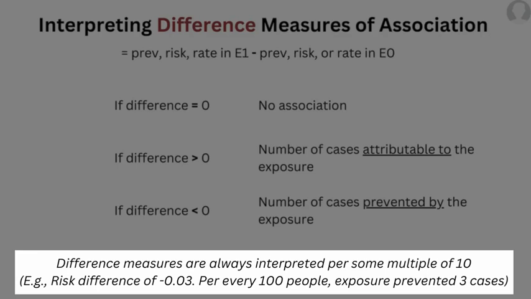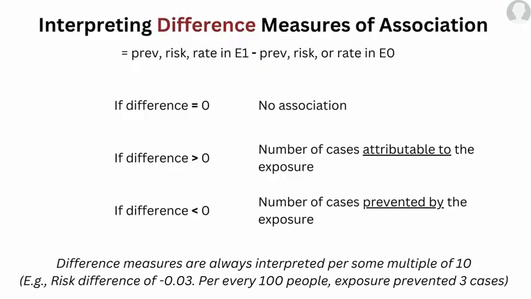Note that we would always interpret difference measures per some multiple of 10, which just involves moving the decimal until you get a whole number of people. For example, if we have a risk difference of negative 0.03, we would move the decimal 2 places, and the interpretation would be, per every 100 people, the exposure prevented 3 cases.